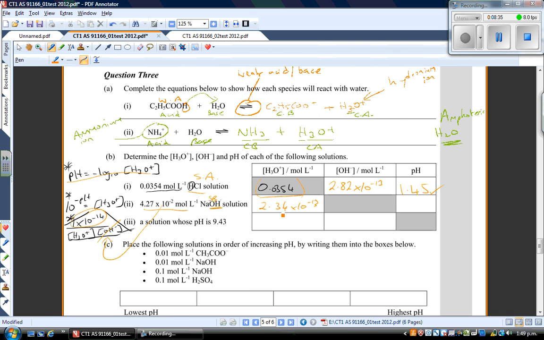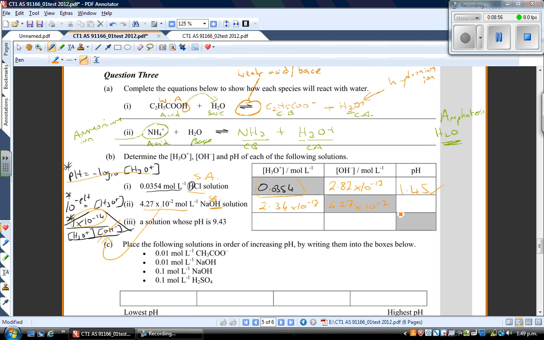You can see from that number, that's a tiny amount of H3O plus, as you'd expect when you have a strong base, whereas the concentration of OH minus, just to compare that, is a massive 4.27 by 10 to the minus 2. So that's much bigger than the concentration of H3O plus.